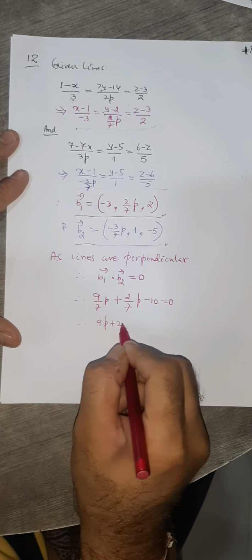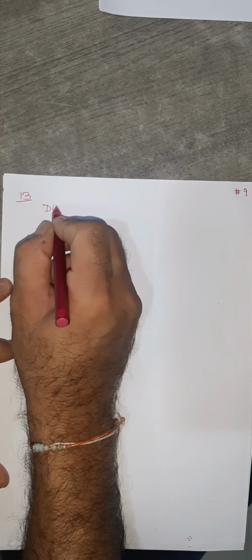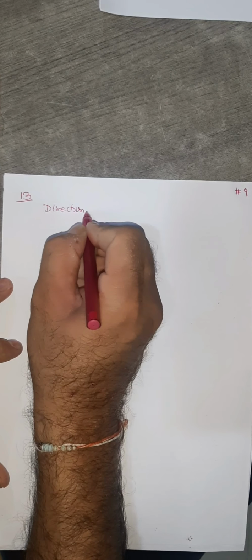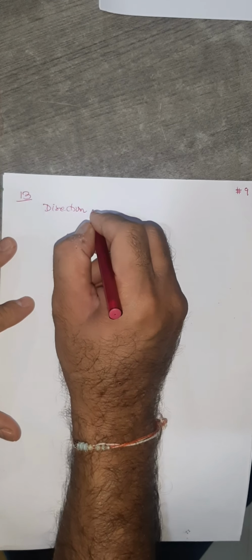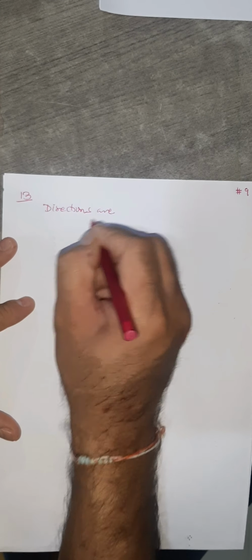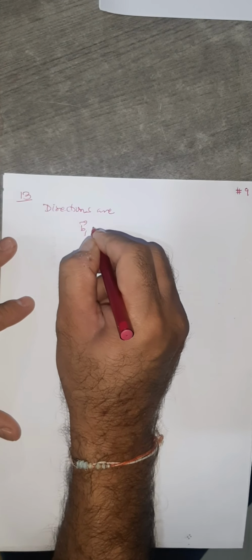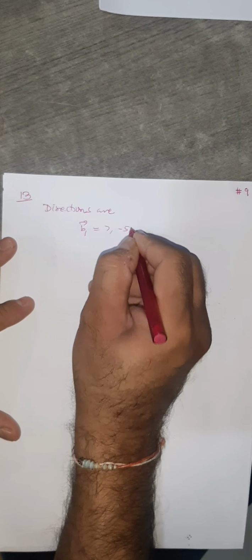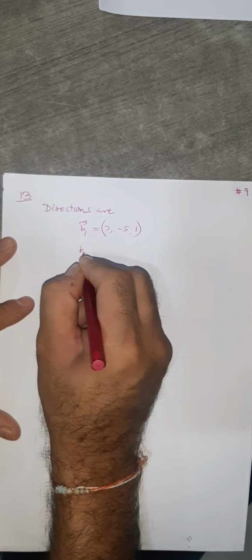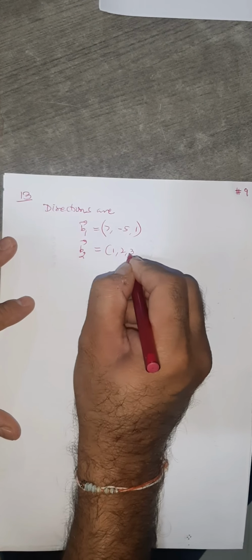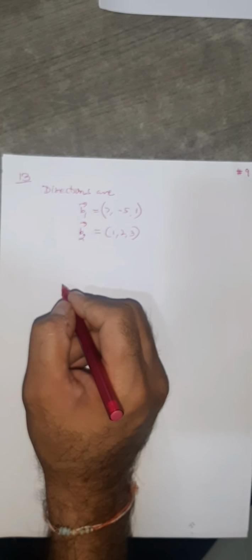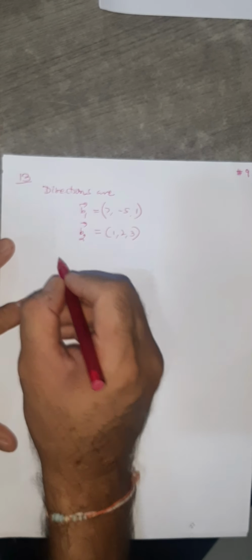Next question 13. It's very simple. You are asked to show that the lines are perpendicular. So you just show that the dot product of the directions equals 0. What is the direction of the first line? It is 7, minus 5, 1. And the direction of the second line is given by 1, 2 and 3, because both are in the standard forms, Cartesian forms in fact.